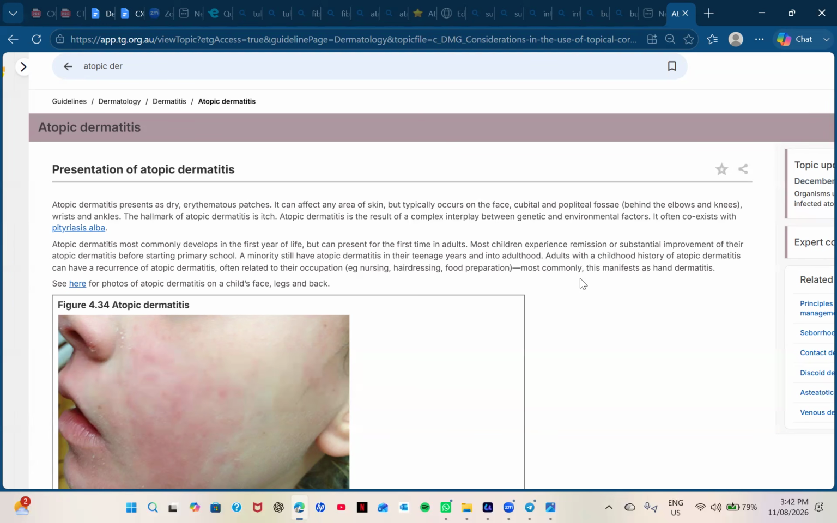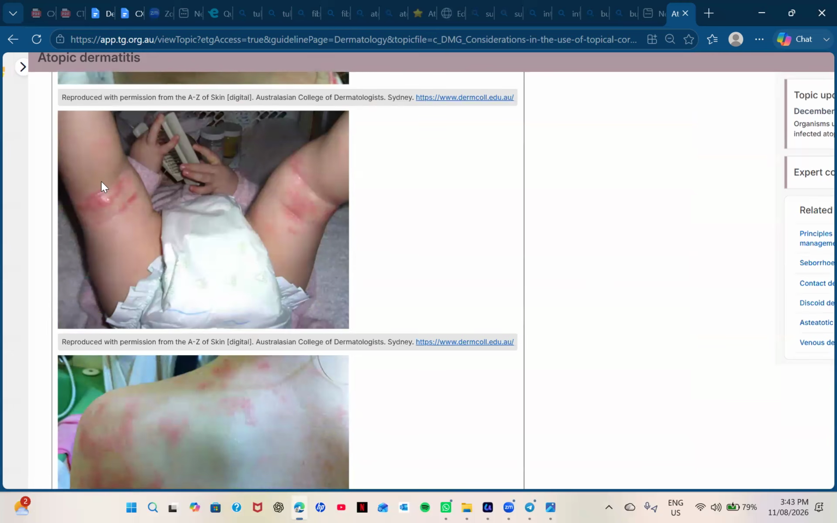And what are the symptoms? Dry skin, erythema, pruritic patches, and excoriation due to scratching and scaling. Those are the main things you need to understand. In children, you can see the flexural surfaces. In adults, the flexures, hands, face, and neck can be involved. Can you see the pictures here?